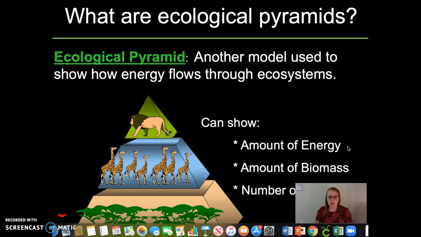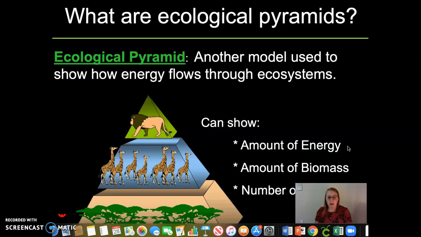Now, typically in class, we would build these ecological pyramids so that you could see how everything is set up, but it's a little more difficult to do them virtually. I can send you all a video so you can see how to make one on your own, so maybe you can keep it on your desk or your table so that you can refer to it as we talk about ecological pyramids later. But an ecological pyramid is just another model similar to a food web that shows how energy flows through an ecosystem.